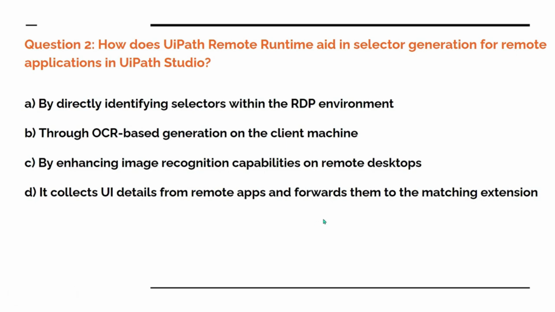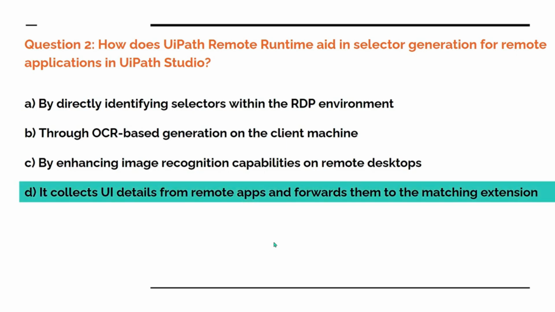Now pause this video and comment your answer. Doesn't matter whether you go right or wrong, continue to comment. I hope you have already commented. Now let me reveal the answer. The right answer for this: it collects UI details from remote applications and forwards them to the matching extensions running on the client machine. So from where did I get this?